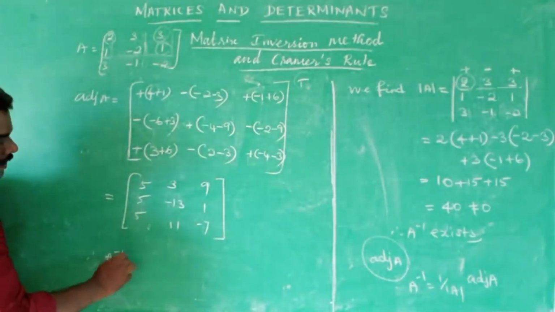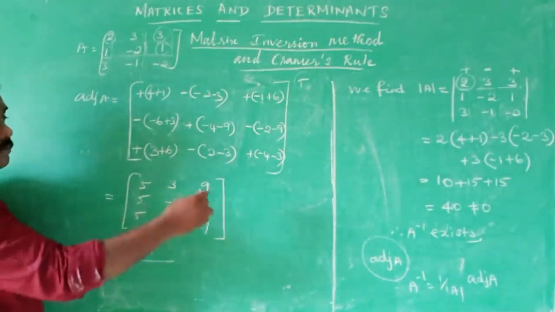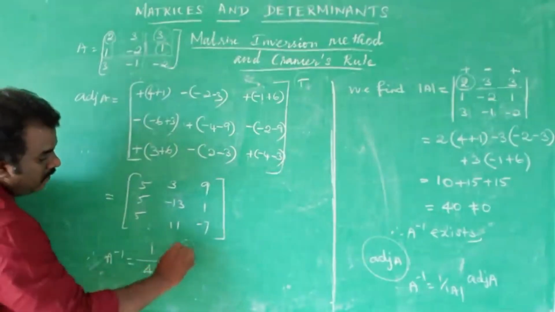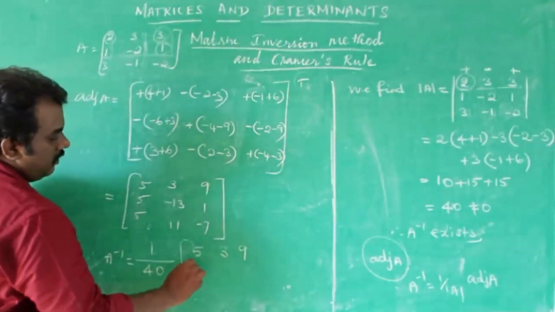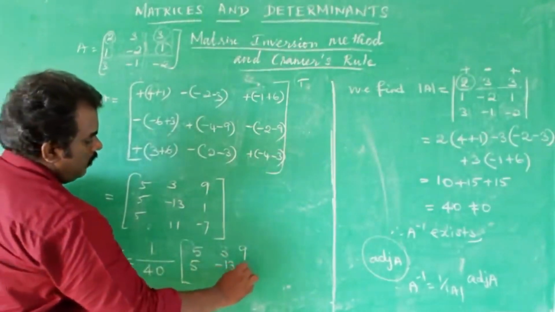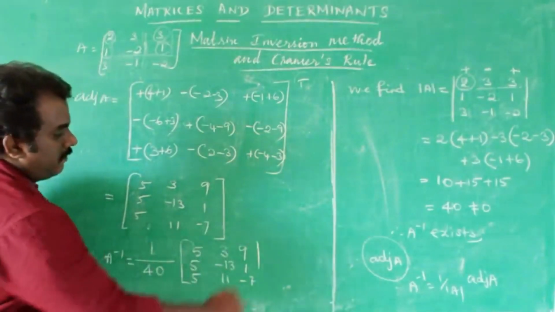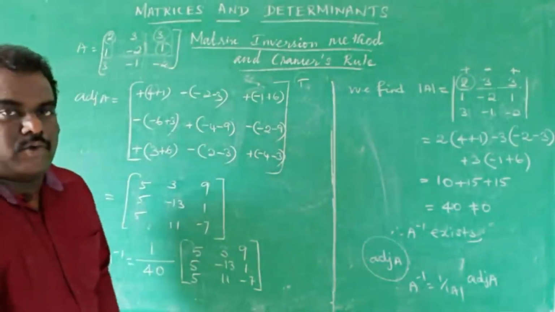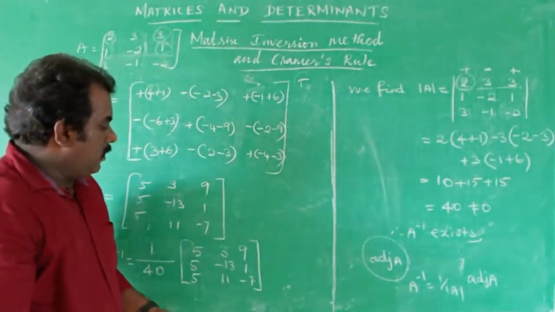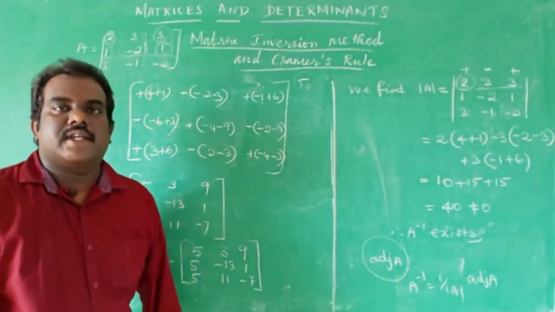Therefore, A inverse is equal to 1 by determinant A into adjoint A. Our determinant value is 40 and our adjoint matrix is 5, 3, 9, 5, minus 13, 1, 5, 11, minus 7. That first exercise itself, we completed what is adjoint A and what is A inverse, everything. So by using that, how to find A inverse? A inverse is equal to 1 by determinant A into adjoint A.